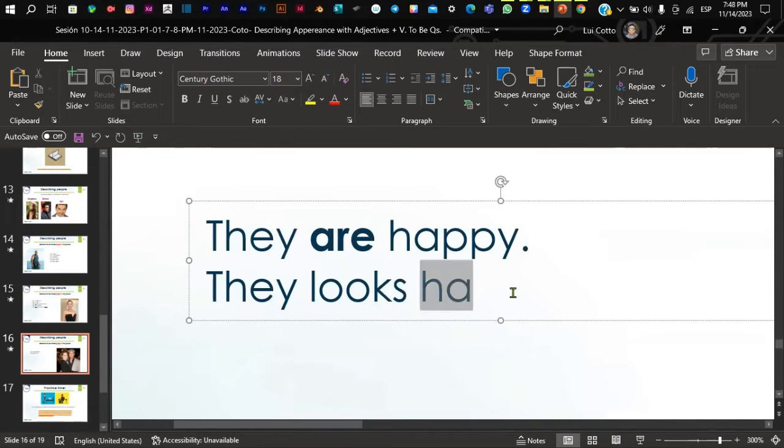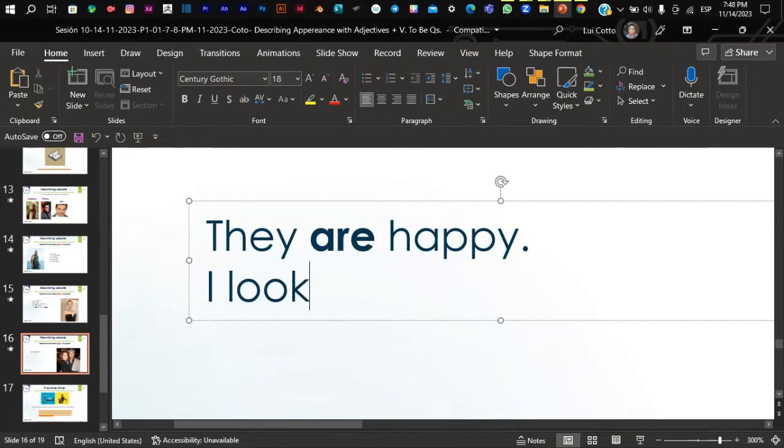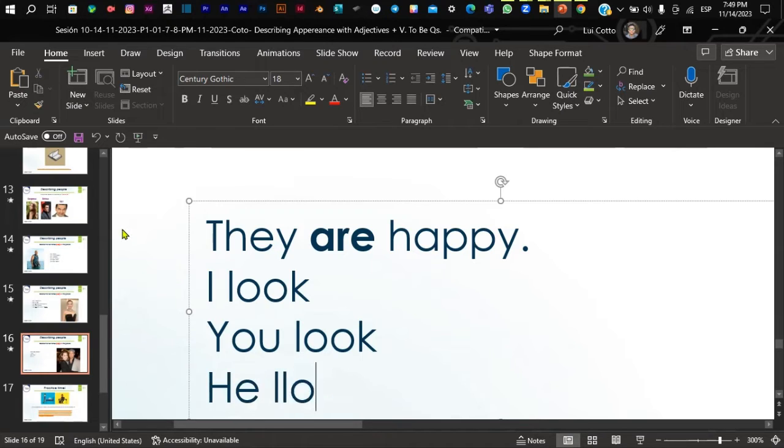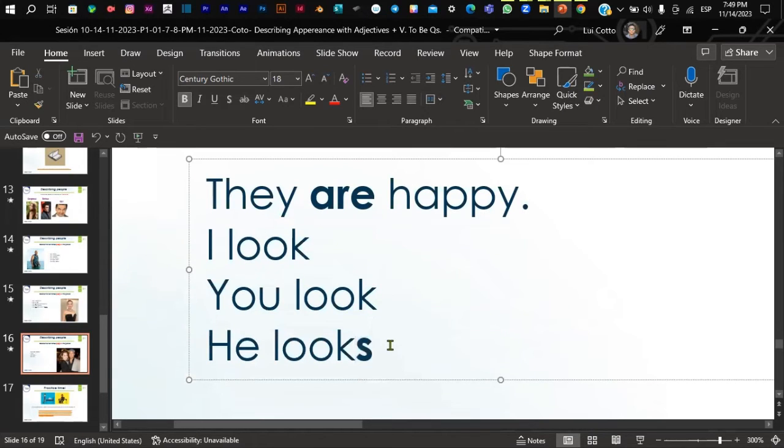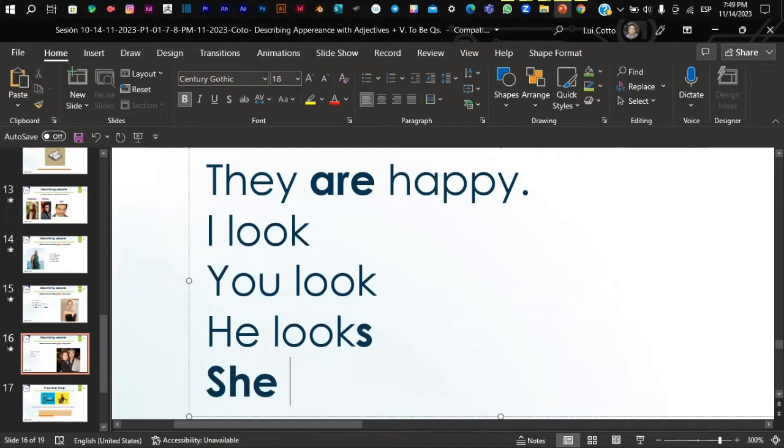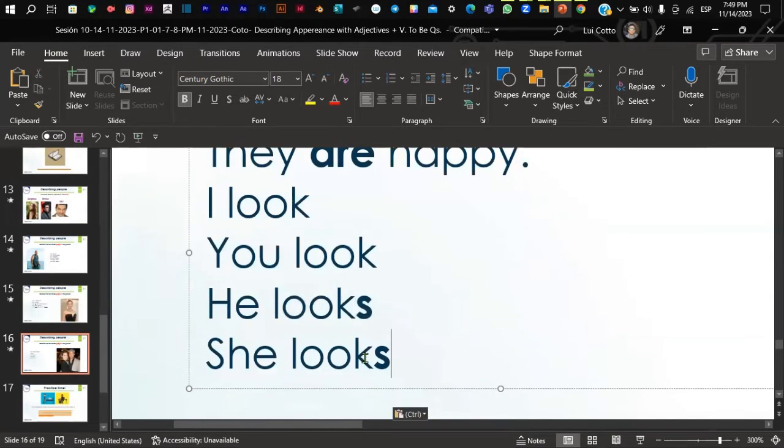Ellos están felices. ¿Cómo digo que lucen felices? They look. Ah, the letter S. No. Guys, when we study simple present, we are gonna check that. Cuando veamos simple present, vamos a ver. I look. Next, you. You look. No problem. But with he, the verb changes. Verbo cambia. Looks. Why, teacher? Simple present. Después se ve eso. No problem. He looks. She looks. The same, right? Lo mismo aquí.